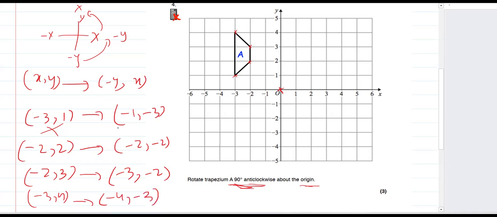Okay, let's do it now. Minus 1, minus 3. It will be here, from the same center. Minus 2, minus 2, here. Okay, minus 3, minus 2, here. Now minus 4, minus 3, it's here. So join them. So we rotated this one about the origin. It's pretty simple. You just remember the rule and then shift them accordingly and redraw them.